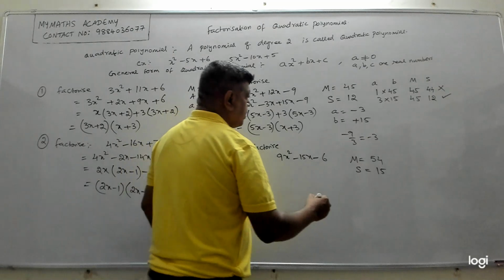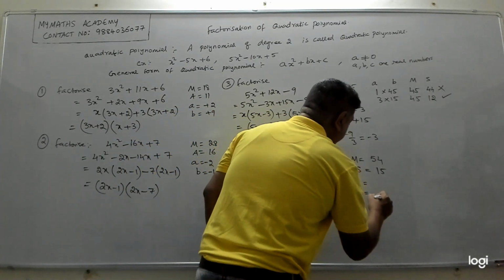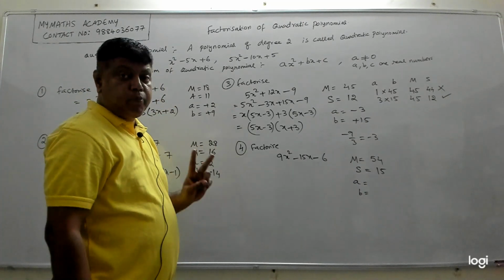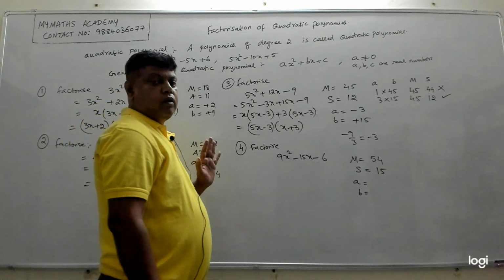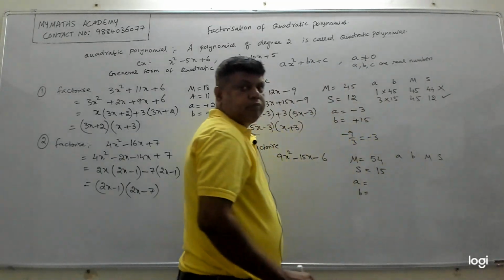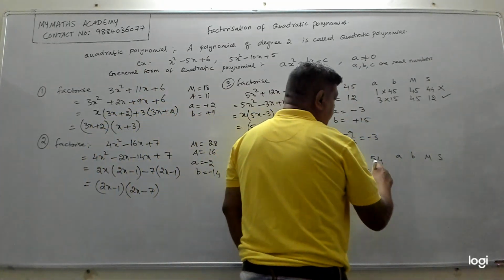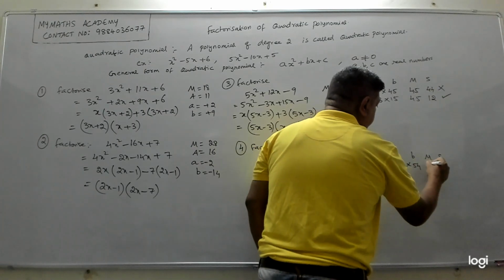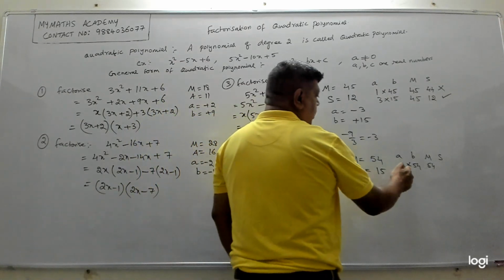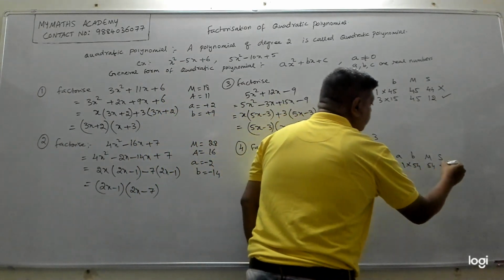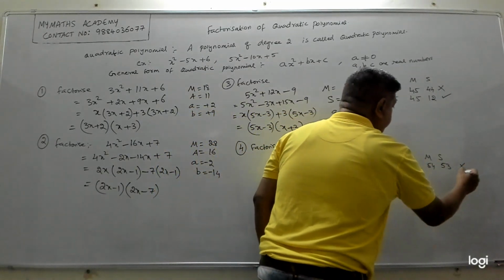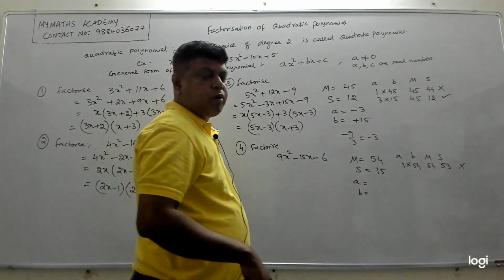So we should find two numbers, small a and small b, such that when you multiply the two numbers, you should get 54. The same two numbers, if you subtract, you should get 15. Now what do we do? We write a, b, m, s. A and b are the two numbers. So 54 means 1 into 54 gives me 54. We should always start from 1. 1 into 54 is 54. Now subtract. What is 54 minus 1? 53. But we should get 15. So this won't work. The numbers cannot be 1 and 54. We should try the next number. The next number is 2 into 27.